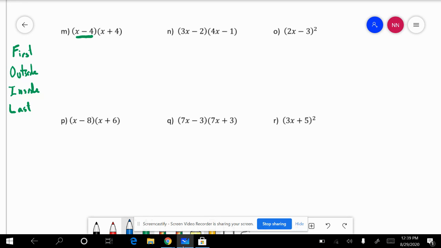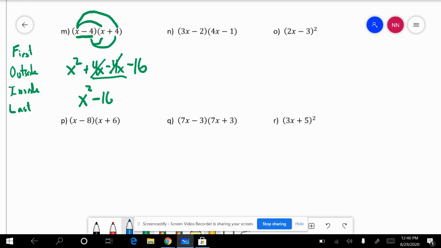And in this case, what we're going to do is we're going to multiply the x by the first terms, and then we're going to multiply it by the outside terms. Notice I'm distributing the x to each term, and then what I'm going to do is distribute the negative 4 to each of the terms. So I get x squared plus 4x minus 4x, and then minus 16. Notice that the middle terms cancel, they become 0, so my final answer is x squared minus 16.